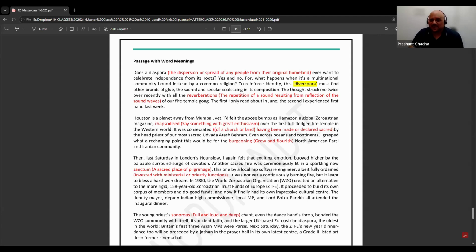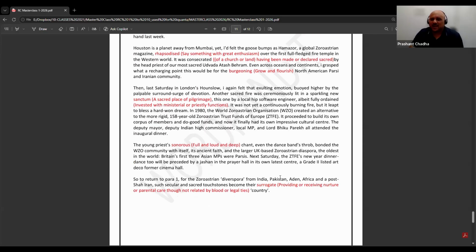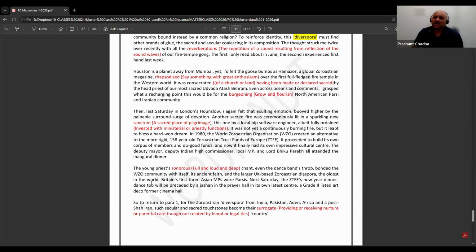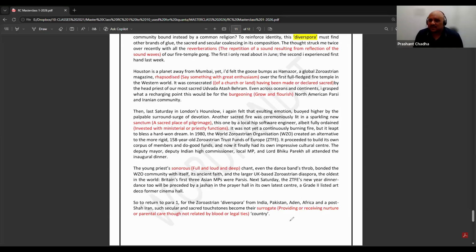So basically, people from different Parsi backgrounds, all of them can come together. Even if you are from Iran, Pakistan, Aden, Africa, or post-Shah Iran, these become their surrogate country. These people have shifted to different countries. Parsis in India, Pakistan, Aden, Africa, and post-Shah Iran are not meeting with each other, right? They can't, for example, meet in India. Not possible. So for them, these become their surrogate countries of sorts.